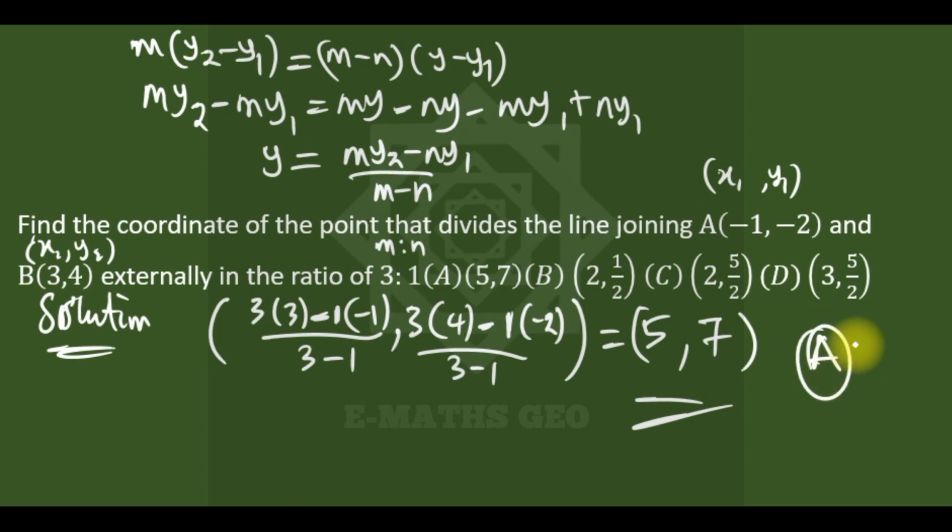So these are the formulas for internal and external division. That's for you to get the coordinates of the point that divides a line in a given ratio.